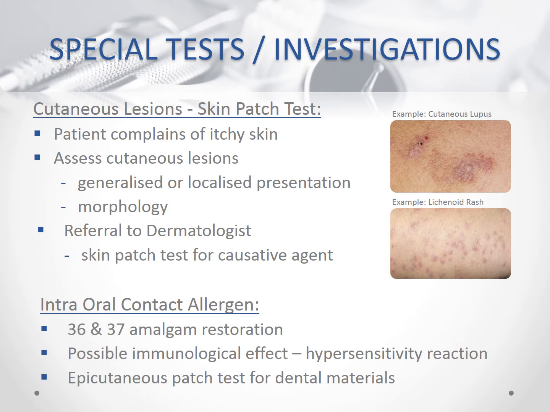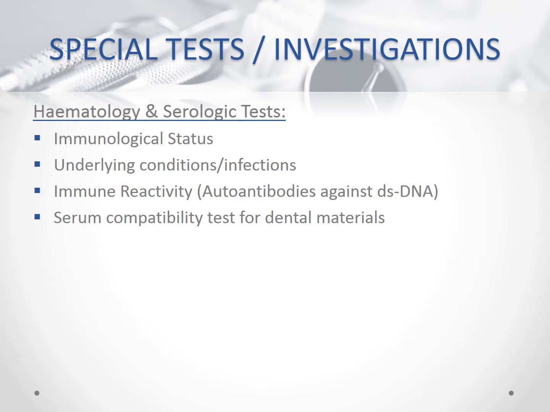Contact allergens in dental restorative materials, such as amalgam on the 3,6 and 3,7, raise suspicion of lichenoid reaction, and so epicutaneous patch tests of substances used in dental practice, as well as amalgam, can be performed to diagnose contact allergy. A full blood examination is needed to determine the presence of any deficiencies, assess the patient's immunological status, and potentially exclude or confirm the presence of immune-mediated disorders.